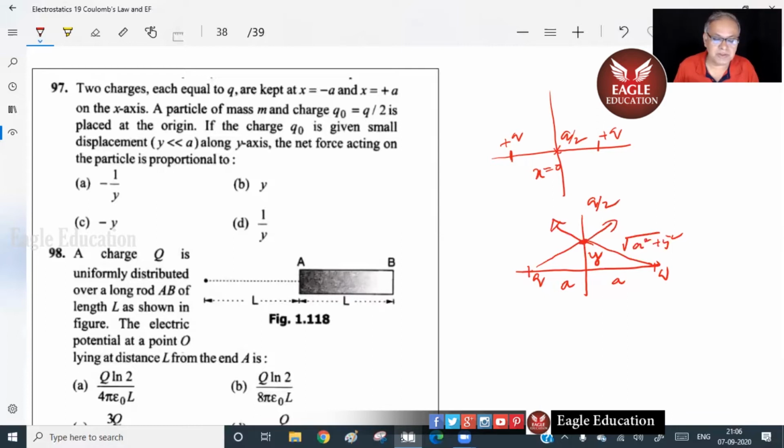Two charges, each equal to plus Q and Q. The charge Q is given a small displacement, Y less than A. The net force acting on the particle is proportional to. Actually, if you really understood this in the physical terms, you won't worry. Just put the answer without doing. But you forgot everything, I think. Okay, we'll see. So how will I do this force now?